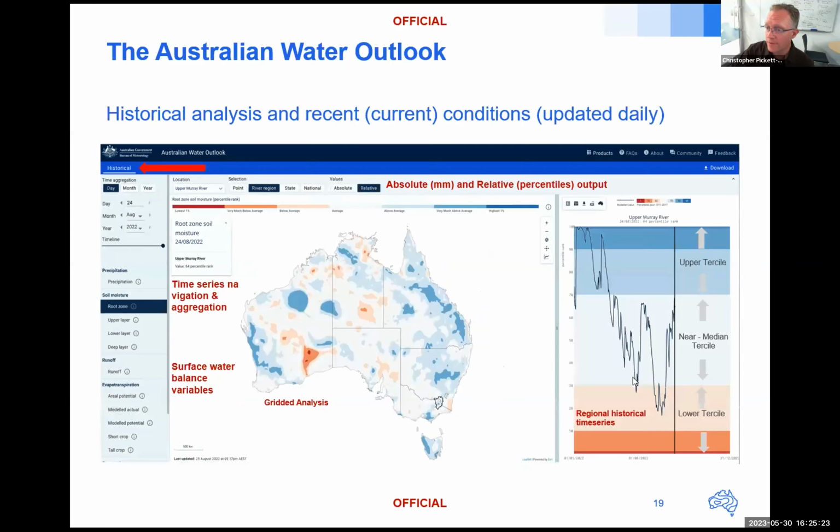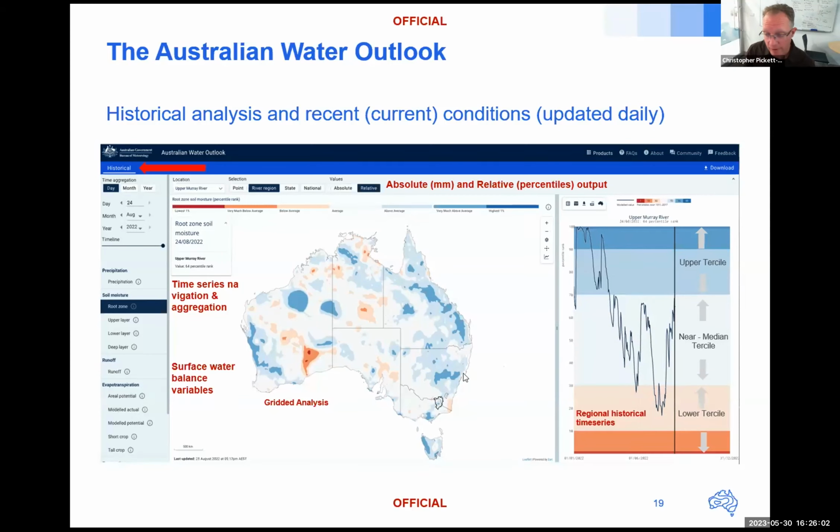Okay, so this is an example of the historical analysis and recent conditions. This is one tab of this service, where the user can look at the past variations of the surface water balance as represented by these hydrological variables, of which for this historical service there's quite a lot of different variables people can look at. It's providing gridded output as well as time series output. Importantly, it's updated daily, so it's giving you the current situation of the surface water balance as of today, or as of yesterday.